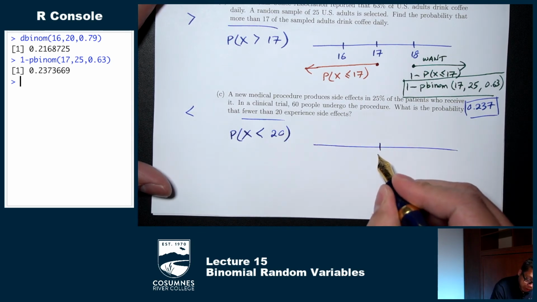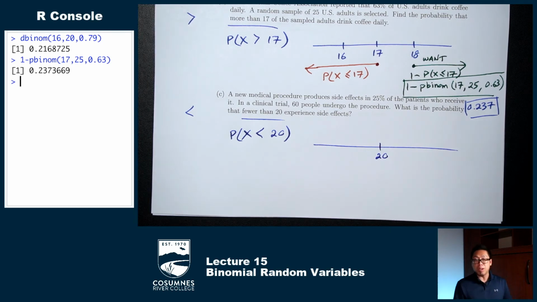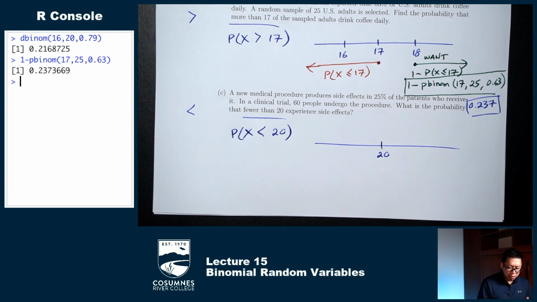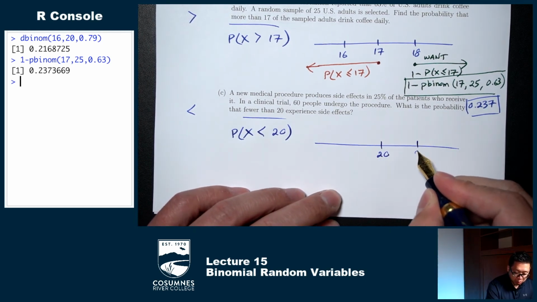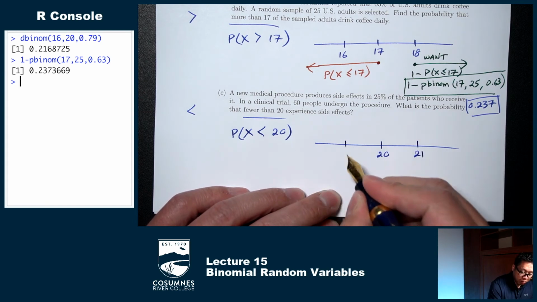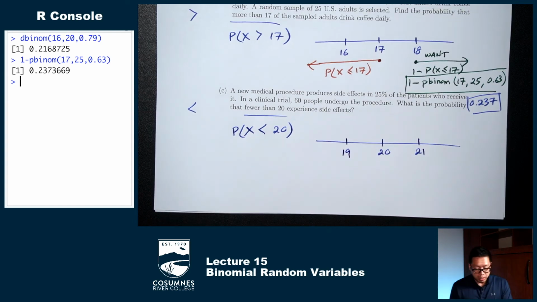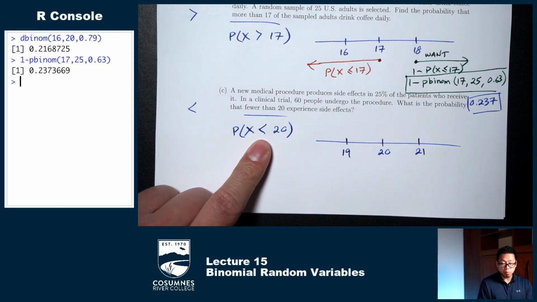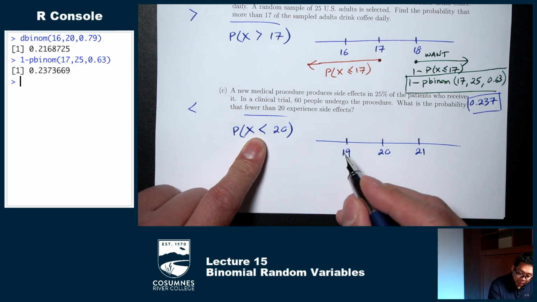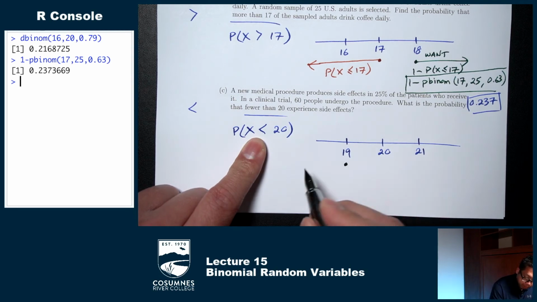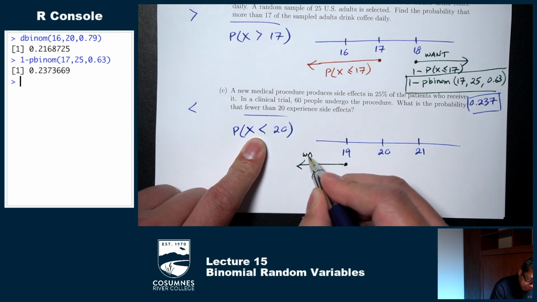I'm going to put the 20 on the number line, and then the numbers around 20. And really, I only need the number that's one above, which is 21, and one below, which is 19. And now I'm going to ask myself, what numbers do I want? Less than 20. What numbers are less than 20? So that's strictly less than, so that means 19 and to the left. Right, that's what I want.